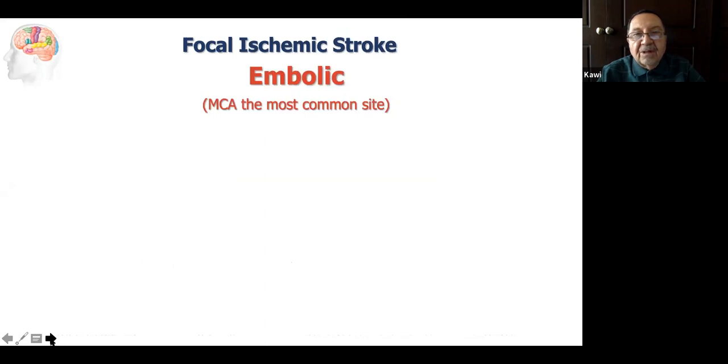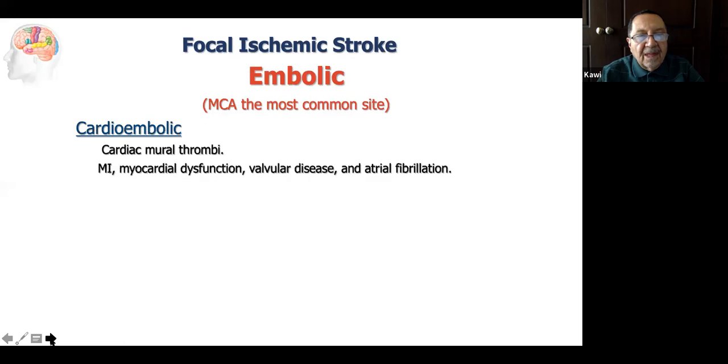Focal cerebral ischemia, embolic, the most common site is middle cerebral artery. It can be cardiac mural thrombus that happens in myocardial infarction, or decreased contractility of the heart after damage with myocardial infarction.